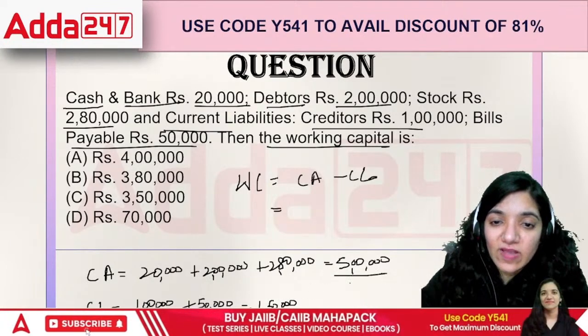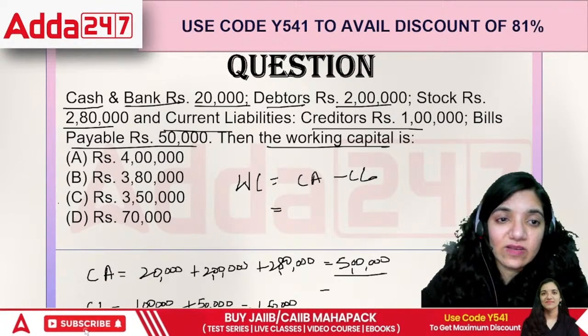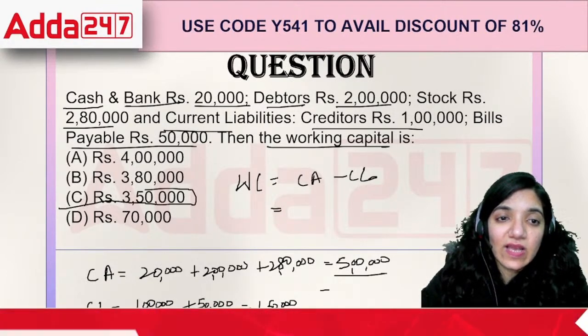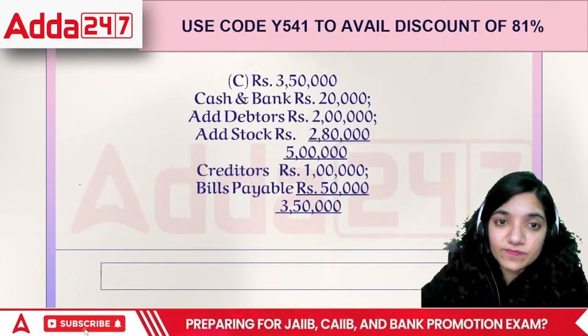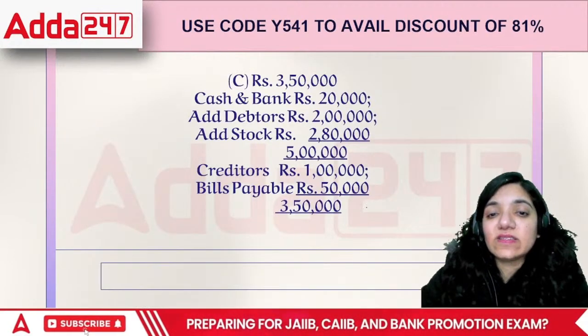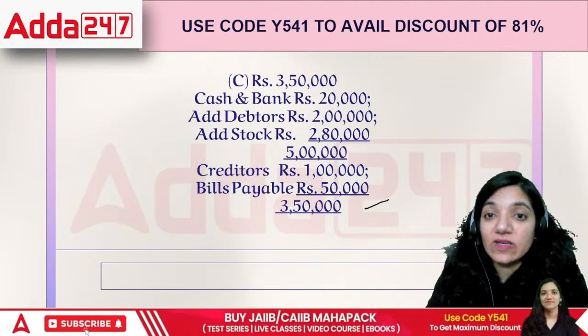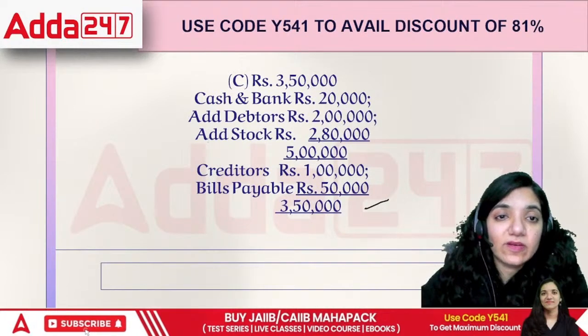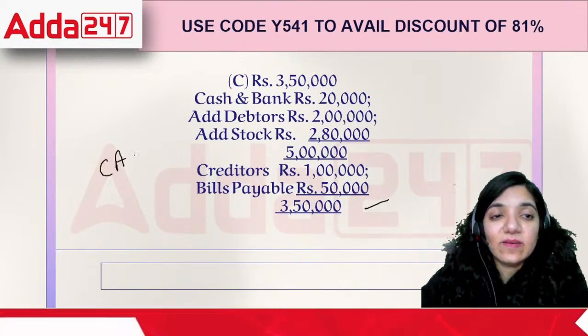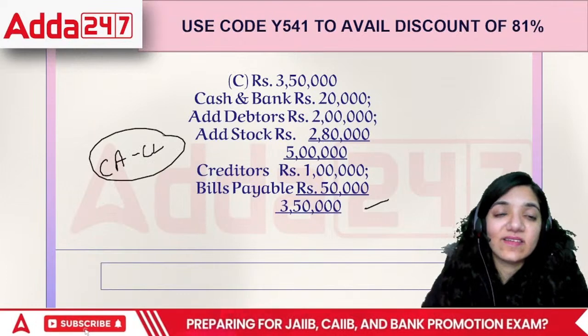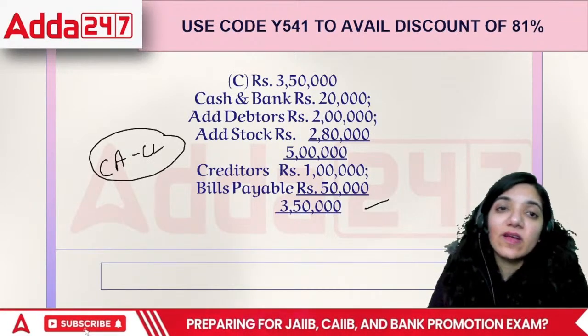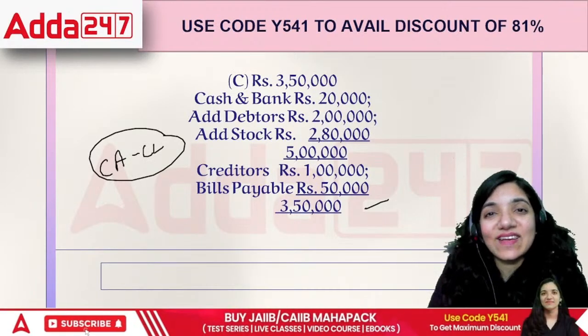So what would be the working capital? Just deduct 1,50,000 from 5 lakh, giving us a value of 3,50,000. That is our working capital. The formula for working capital can be defined as CA minus CL, that is current assets minus current liabilities. So this is the end of the session.